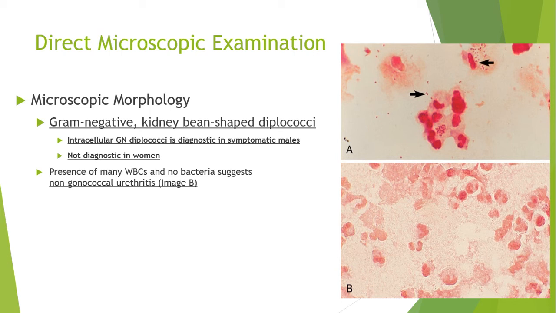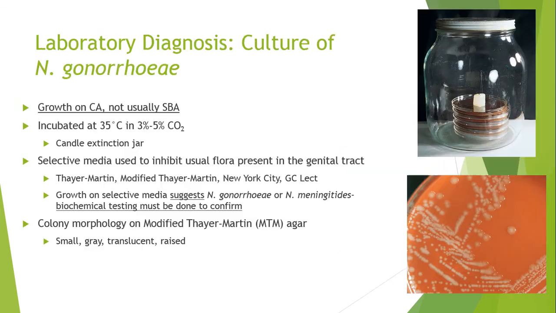Because when physicians hear intracellular gram-negative diplococci, they think of gonorrhea. One important note here is the presence of white cells with no bacteria indicates non-gonococcal urethritis. So inflammation of the urinary tract, but it's not caused by gonorrhea. So that might be a test question, if you see white cells but no organisms. All right, so that's a microscopic morphology.